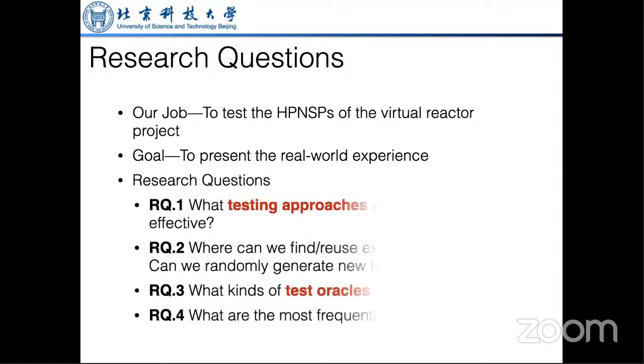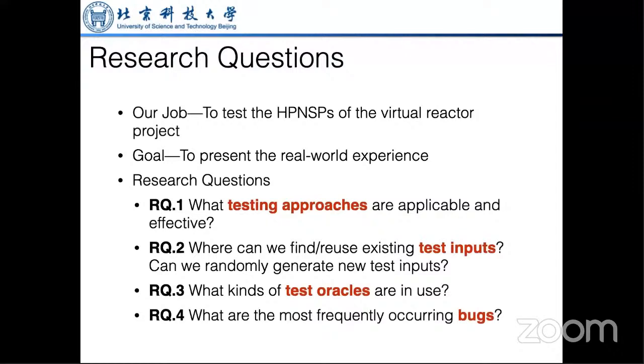For better discussion, we set up 4 research questions. RQ1 is about the testing approaches. RQ2 is about the test inputs. RQ3 concerns test oracles. And RQ4 considers the bugs.